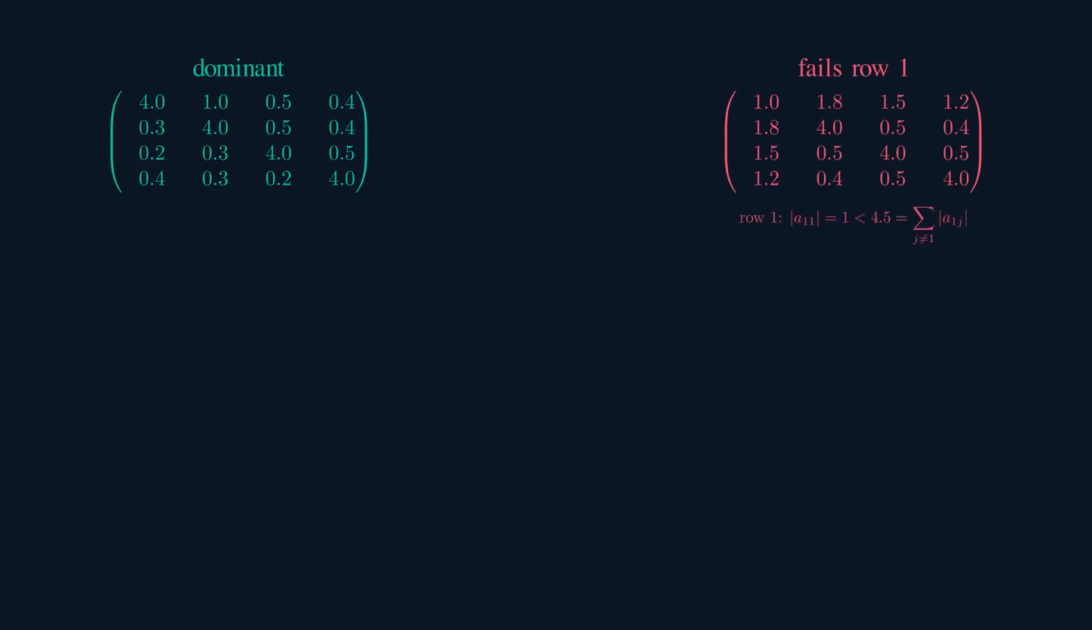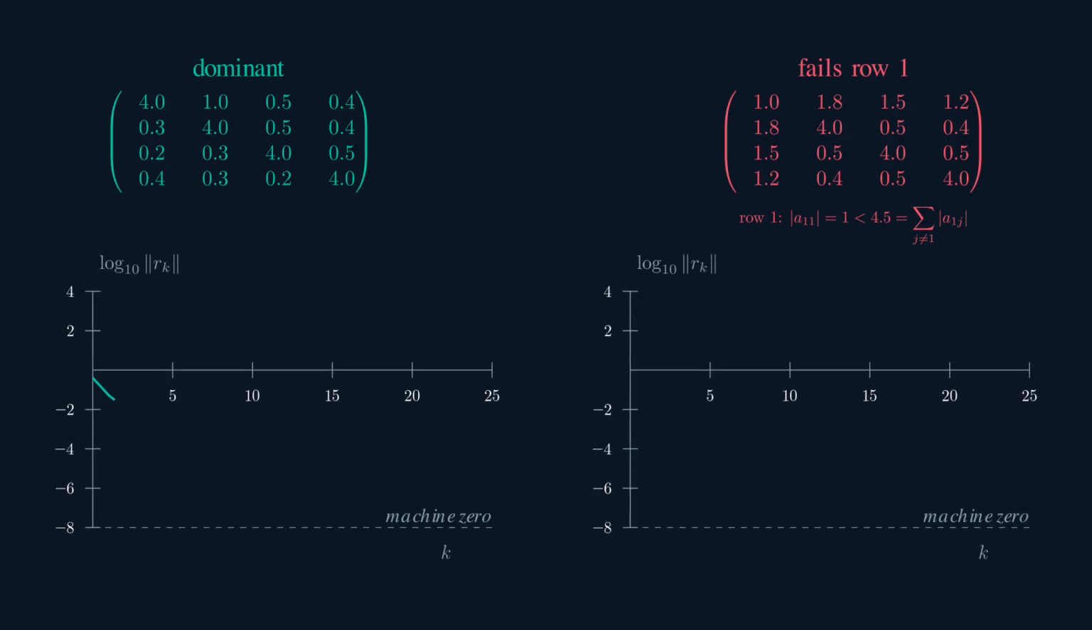To see that actually working, I built two 4x4 matrices. The one on the left is strictly diagonally dominant by a wide margin. The one on the right fails dominance in a single row. I run Jacobi on both and watch the residual, the distance between the current guess and the true solution. On the left, the residual collapses. Each step cuts it by a constant factor. On the right, the residual grows. Each step pushes the guess further from the answer. The only thing separating the two outcomes is whether the Gershgorin disks of D inverse R sit inside the unit circle. Nothing else.